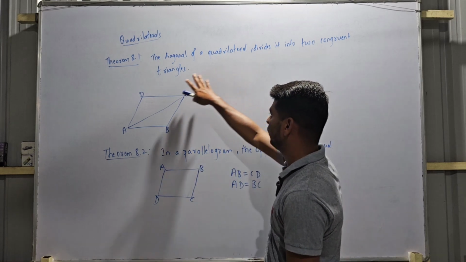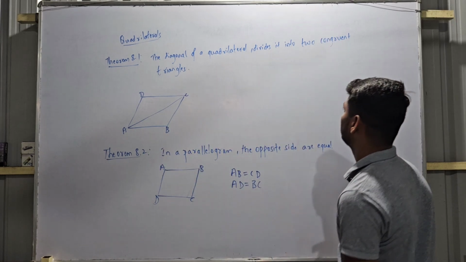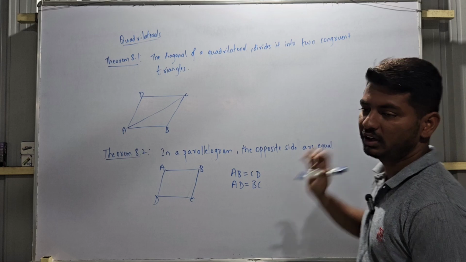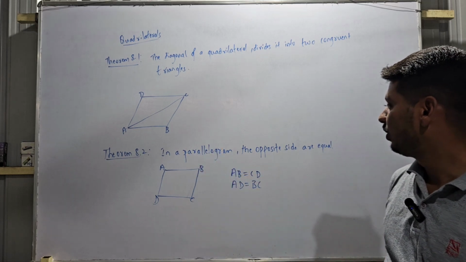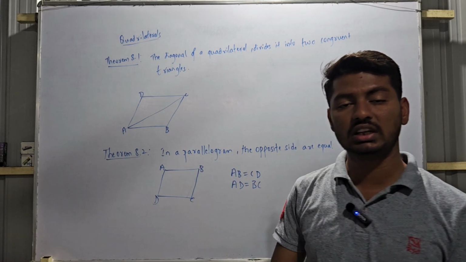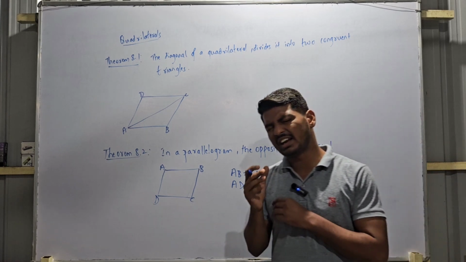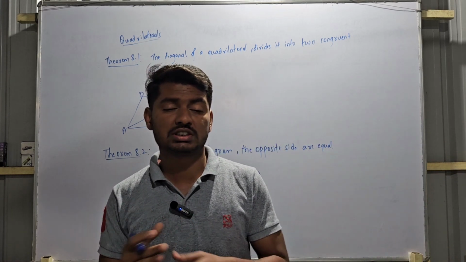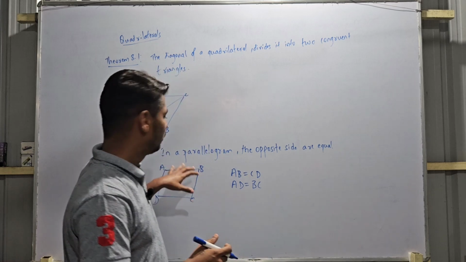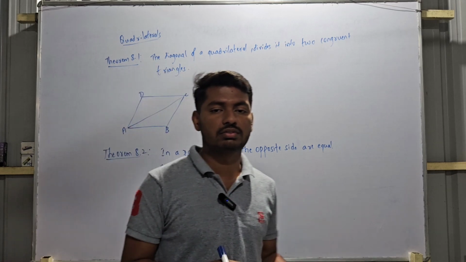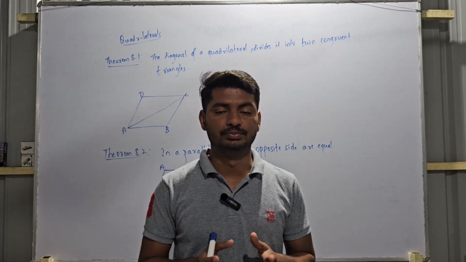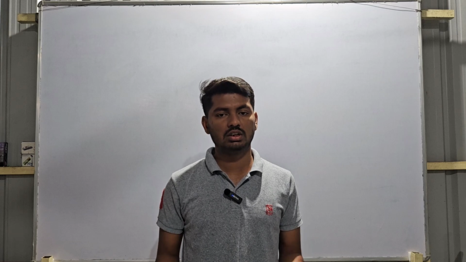Here the first theorem, what is it? The diagonal of the quadrilateral divides it into two congruent triangles. And the second theorem is, in the parallelogram the opposite sides are always equal. If you consider any parallelogram, the opposite sides are always equal. Okay, so this is the statement of the second theorem. So we have seen the second theorem.